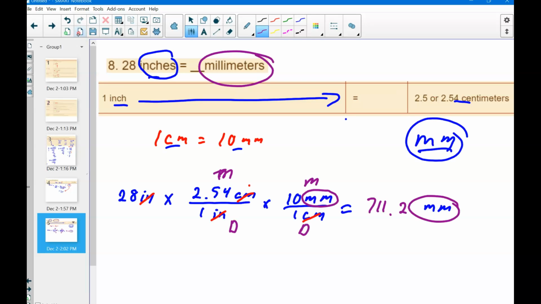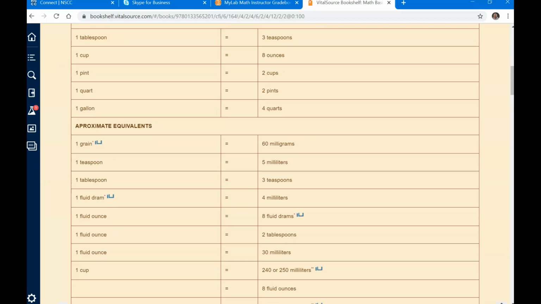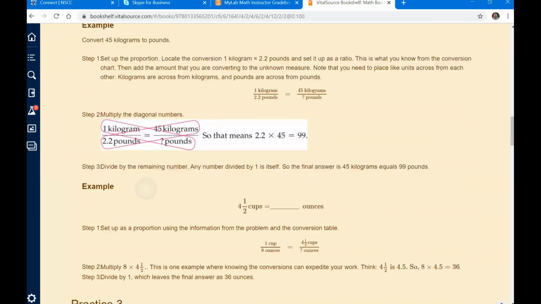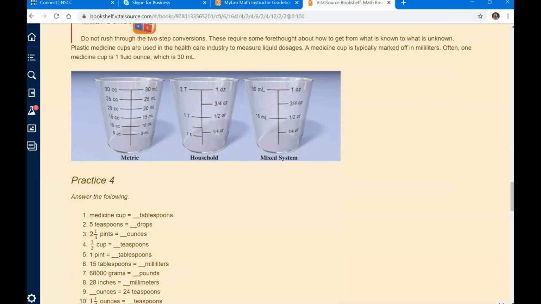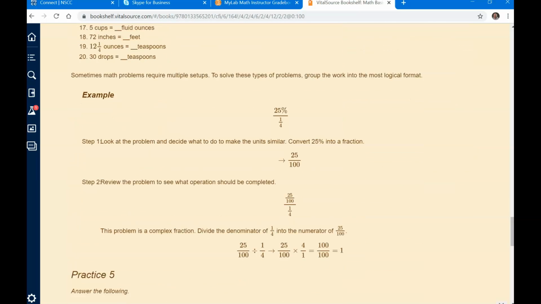So, coming back to the chapter, that's it for this chapter. We already did conversions as well. That's the final question on conversions. Done.